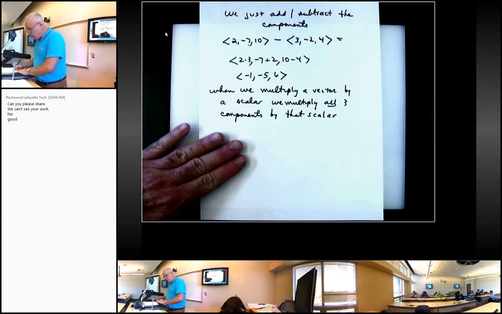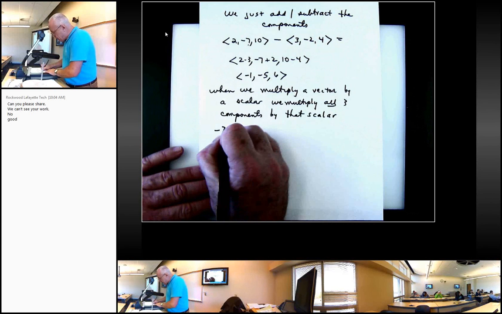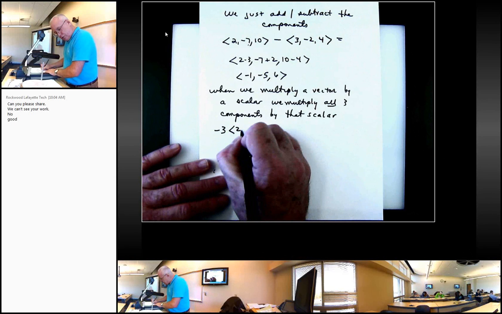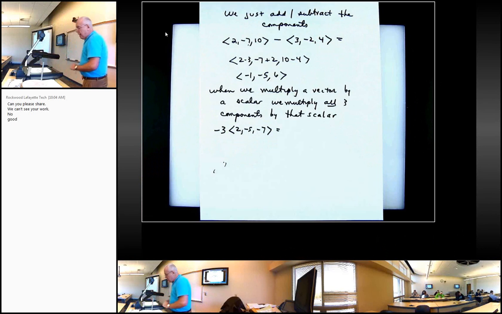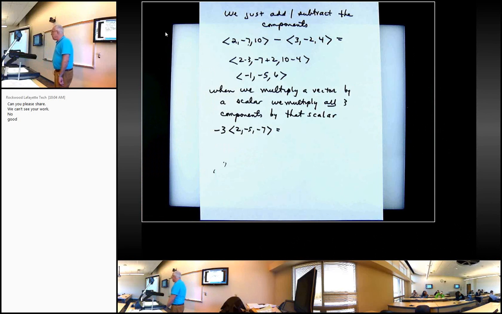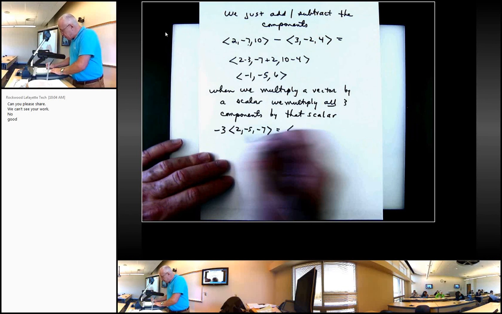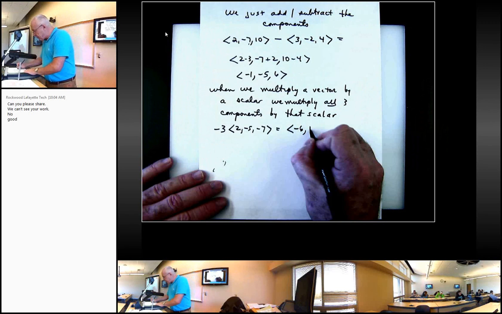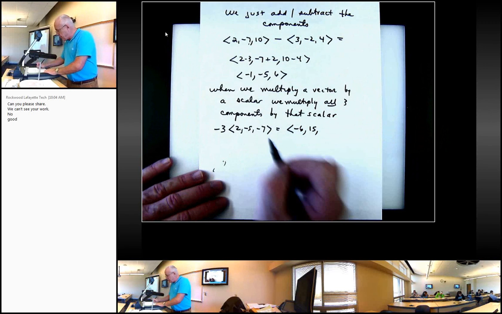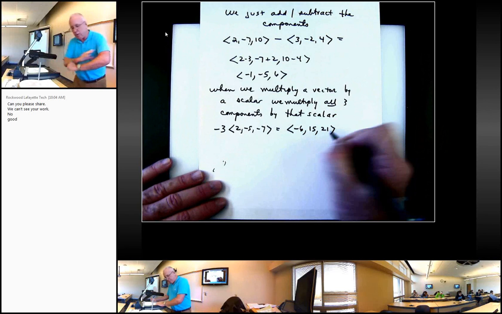So we'll just do an example here. Let's take -3, and we're multiplying the vector <2, -5, -7>. All we do is multiply each component by the -3. So -3 times 2 is -6. -3 times -5 is a plus 15. -3 times -7 is a plus 21. Okay.